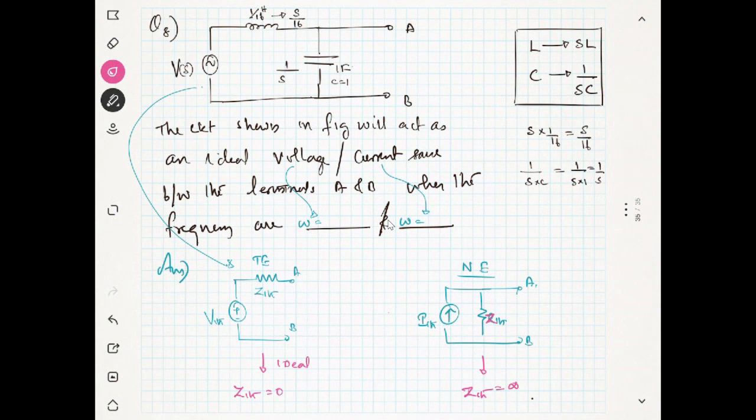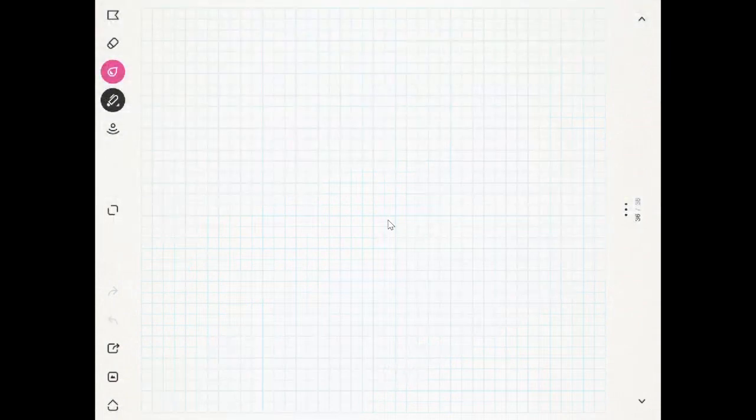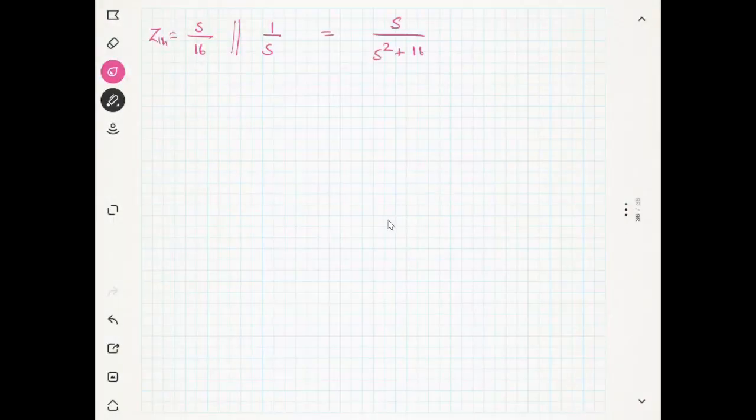Actually V Thevenin is not required. We need only the information regarding Z Thevenin, right? We want to find only what is Z Thevenin. How to find the Z Thevenin here? The inductor is in parallel with the capacitor. That means Z Thevenin is your inductor S by 16, which is parallel with 1 over S. So you will get S over S square plus 16.